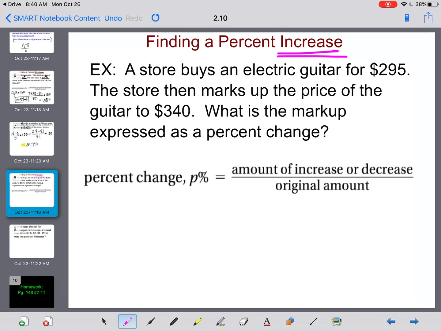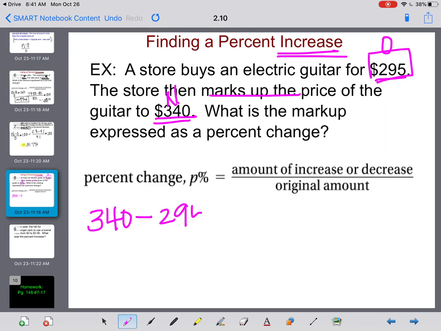All right, this time I'm going to find a percent increase. I'm going to switch up the color here. Increase means I should get positive numbers because my cost or my number is going up from the original. A store buys an electric guitar for $295. The store then marks up the price to $340. What is the markup expressed as a percent of change? So what percent did they actually mark that up? The store paid $295 to get it into their store, but they're going to sell it for more. So this was our original price that the store paid. This will be the new price when they sell it to somebody else.